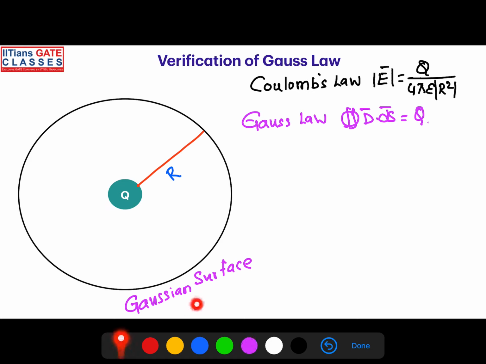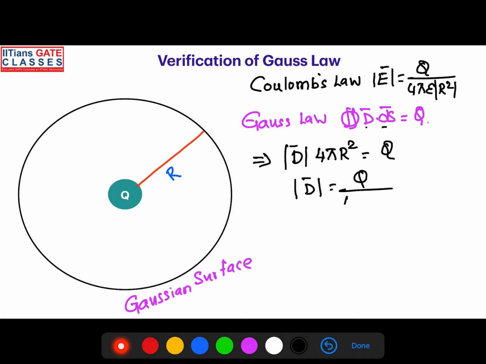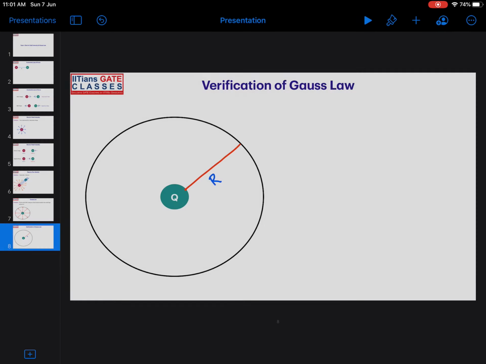See here, you have considered a Gaussian surface having a radius of r. When you do the mathematical analysis, what will happen? The flux density, take it out. What is the surface area of this closed surface? 4 pi r square, and that is equal to q itself. So the flux density is equal to q by 4 pi r square, which is the same as epsilon times E. We have studied D is equal to epsilon E.